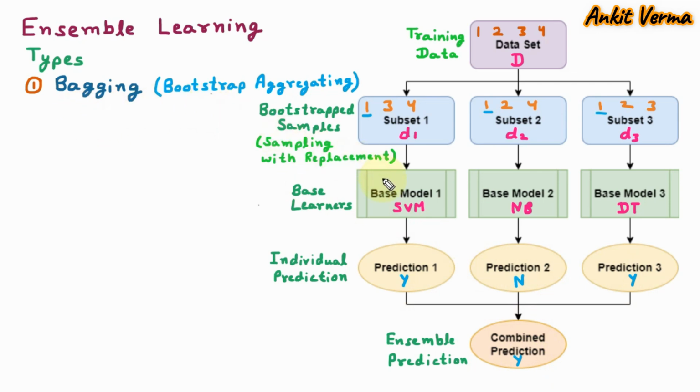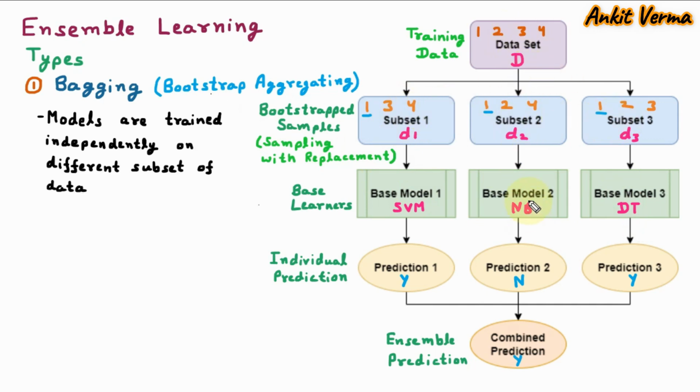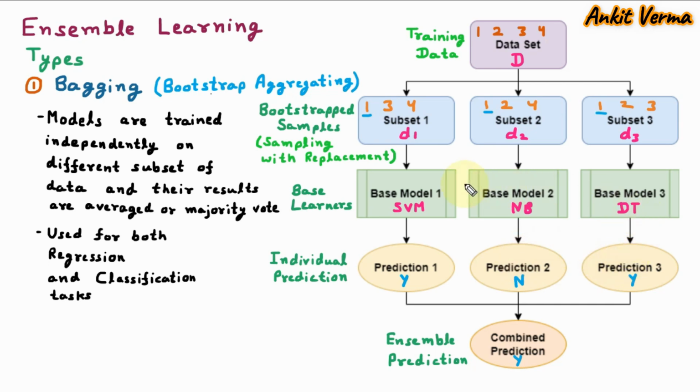So in the bagging technique, models are trained independently on different subsets of data and their results are averaged or decided by majority vote. Bagging is used for both regression and classification tasks. When the individual predictions of different models are averaged, then it is for regression. And if the individual predictions go as per the majority vote, then it is for classification. Bagging works on a parallel approach, where different models in parallel take a subset of the dataset and give individual predictions.